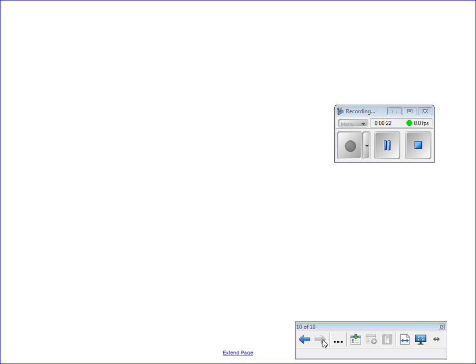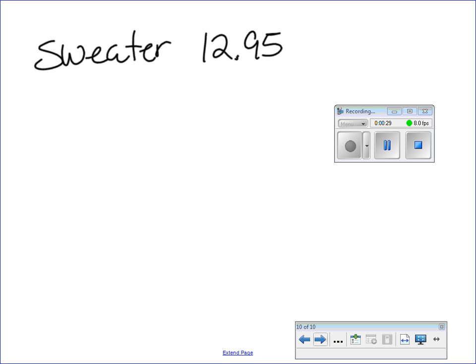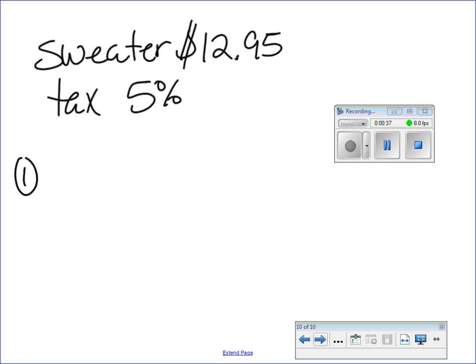Okay, let's look at a couple of problems. Let's say I bought a sweater for $12.95 and my tax was 5%. There's one of two ways that your teacher probably taught you. Number one would be to take the dollar amount times the percentage and divide by 100.